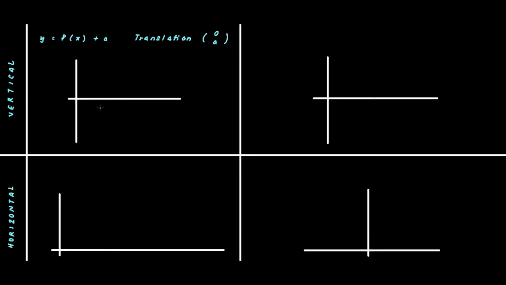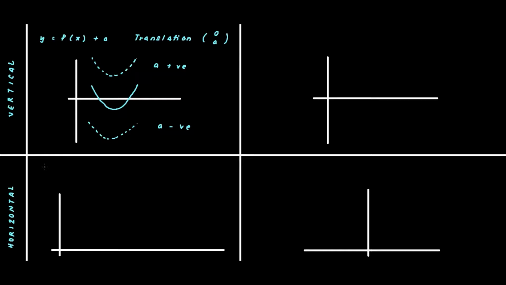Okay, so for example, if we have this original graph, when we move it up, this is what happens. You can see that the shape is still the same, it's just that now it has been translated upwards by a units. Okay, so this is when a is positive. If you have translated downwards, then a will be negative.